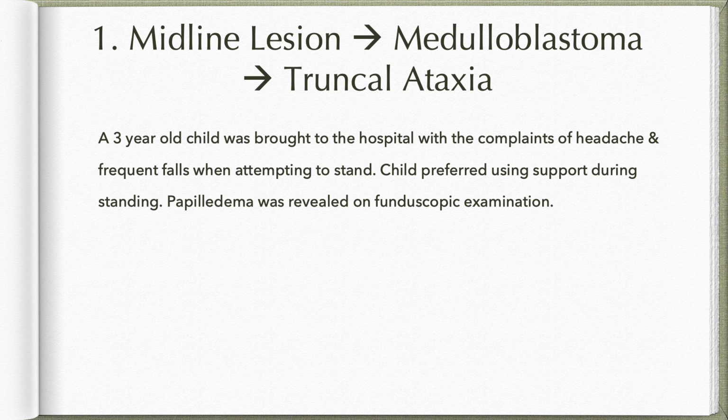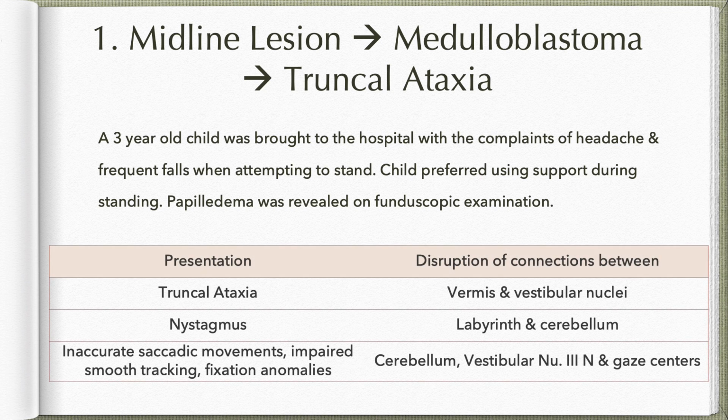Fundoscopic examination revealed papilledema, again a sign of raised intracranial tension. The presenting features will be truncal ataxia, that is, patient is unable to maintain upright posture until and unless patient uses some form of support. That's because of the disruption of connections between vermis and the vestibular nuclei. Patient may show nystagmus. That's again because of the disruption of connection between labyrinth and the cerebellum.